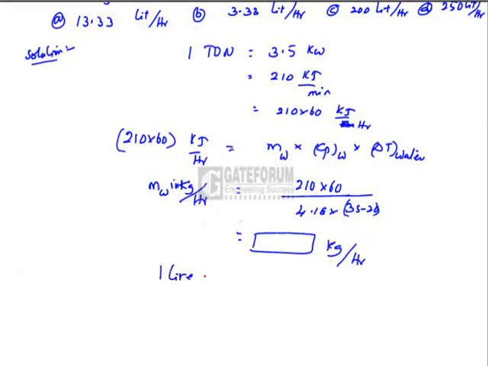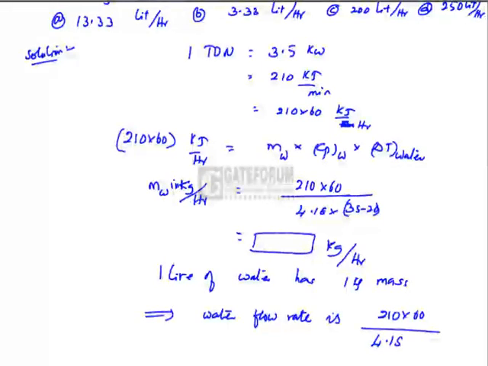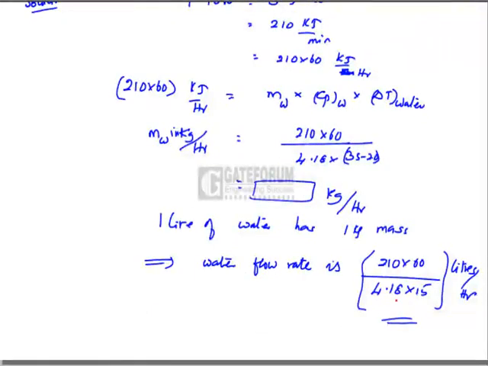1 liter of water has 1 kg mass, which implies the water flow rate is 210 into 60 by 4.18 into 15 liters per hour. This is the answer.